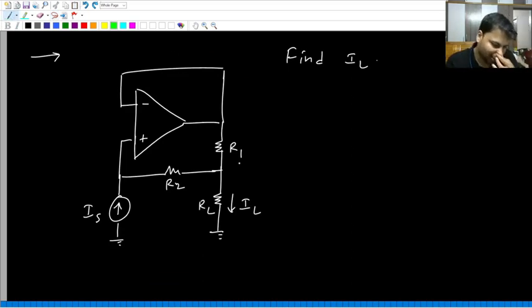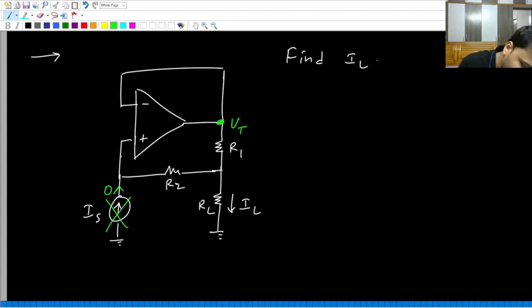So how do you decide the type of feedback? At the output, we need to apply a signal, we'll call it Vt, and then we should find V minus and V plus in terms of Vt. And while finding the type of feedback, every other independent source you have to make zero. Here, there's only one independent source in the form of this Is. If you make it zero, it becomes open, or you can say this current becomes zero.